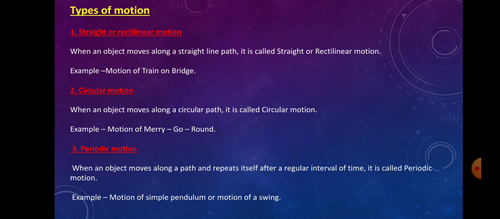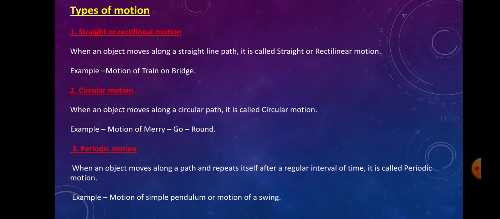Here are the types of motion. The first type is straight or rectilinear motion. So what is straight or rectilinear motion? When an object moves along a straight line path, it is called straight or rectilinear motion. An example is the motion of a train on a bridge. The second type is circular motion. When an object moves along a circular path, it is called circular motion. An example is the motion of a merry-go-round.